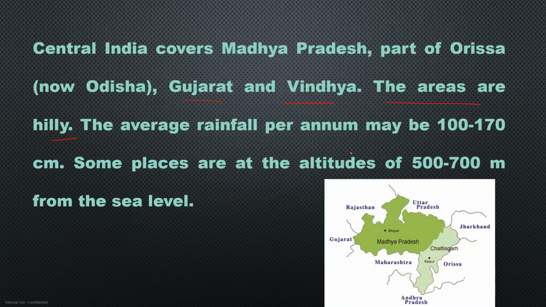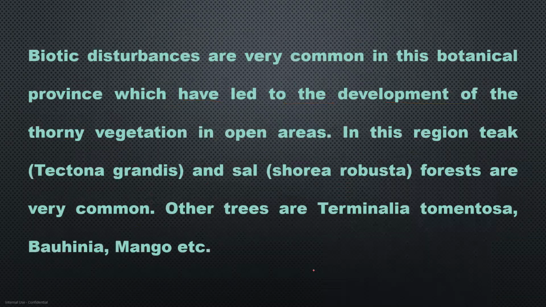The average rainfall per annum may be 100 to 170 centimeters, not less, isn't it? Some places are at an altitude of 500 to 700 meters from the sea level. Now see, this part is your central India. Biotic disturbances are very common in this botanical province. So far you haven't read about this. This has led to the development of thorny vegetation in open areas.